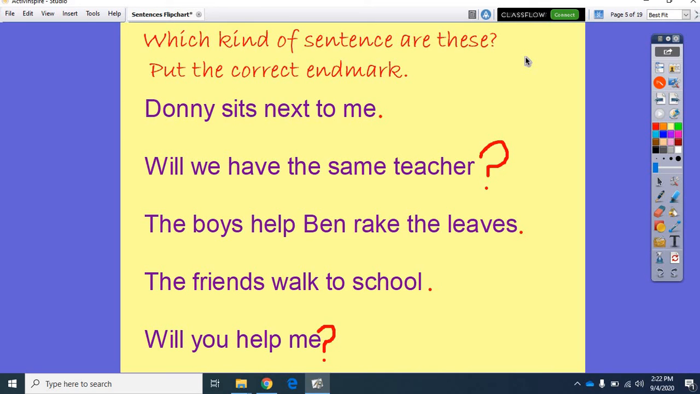All right. I have faith that you guys are going to do really good on your statements and your questions. There's a real quick little worksheet that you're going to do, and you're going to look at the sentence and put the right end mark, just like we did today. So good luck. I can't wait to see how well you did.